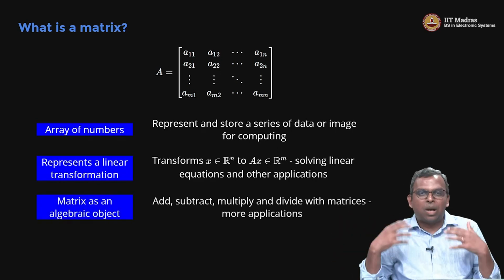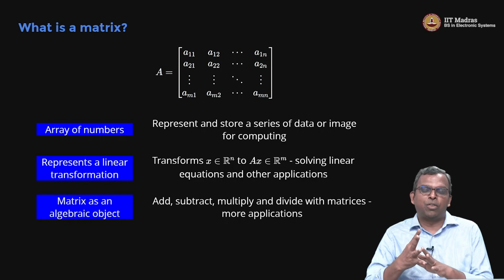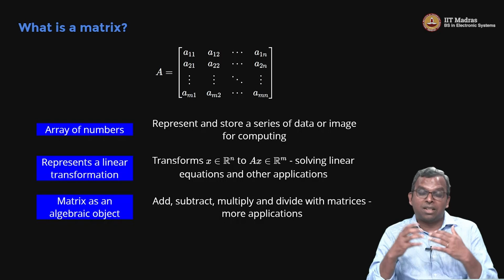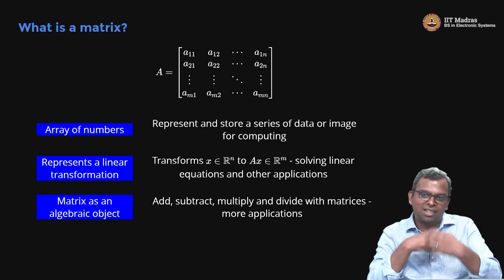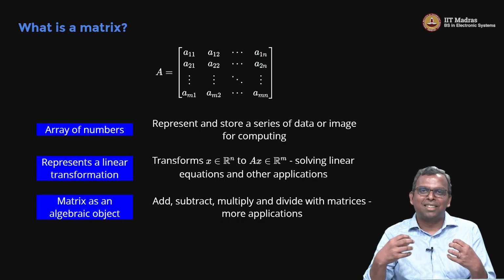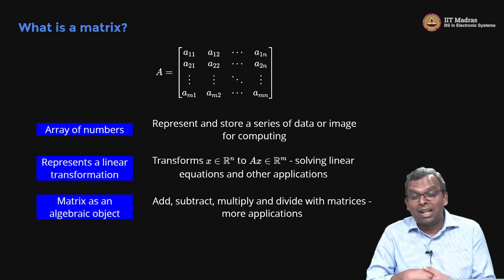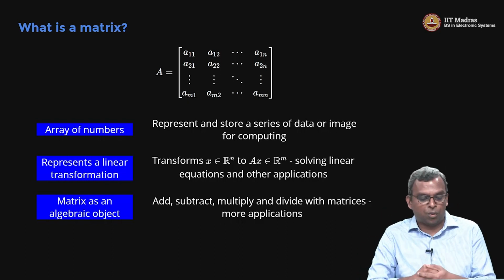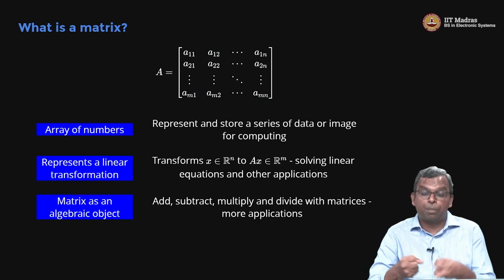Once you have this representation of a transformation, you can do algebra with these objects. Because with transformations, you can do compositions, and you can do one transformation after another. Based on that, things like addition and multiplication end up being defined for the underlying object which represents the transformation. So a matrix as an algebraic object is also a very, very interesting quantity.